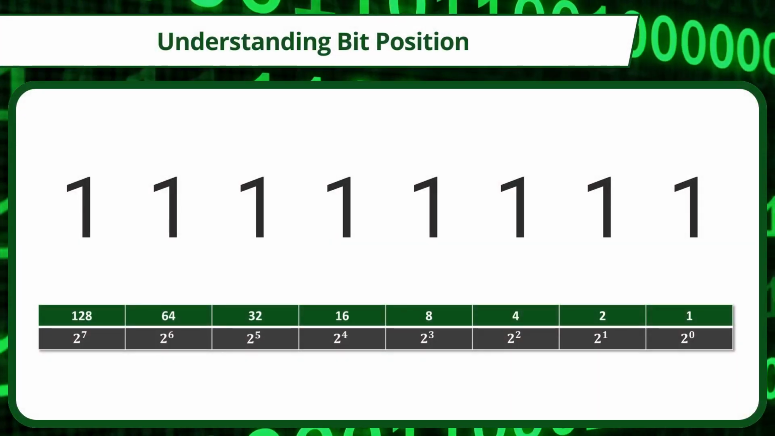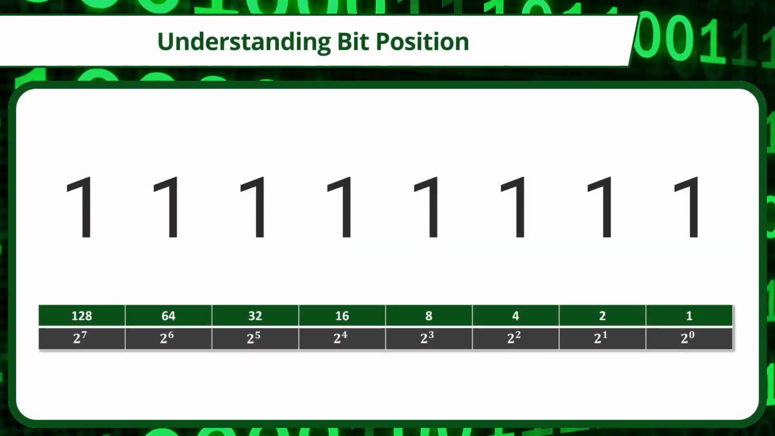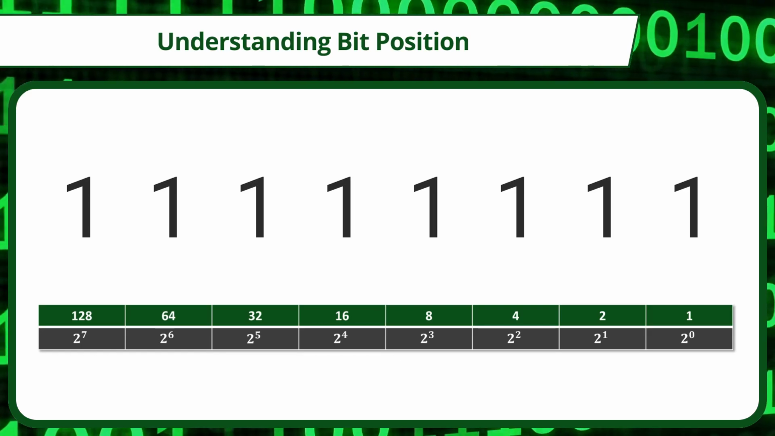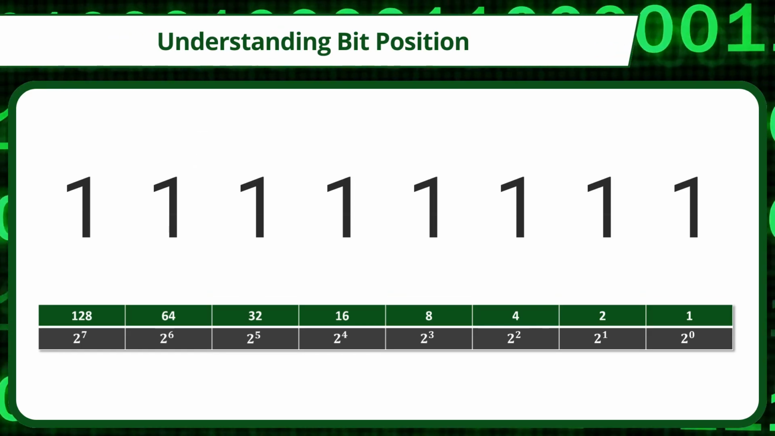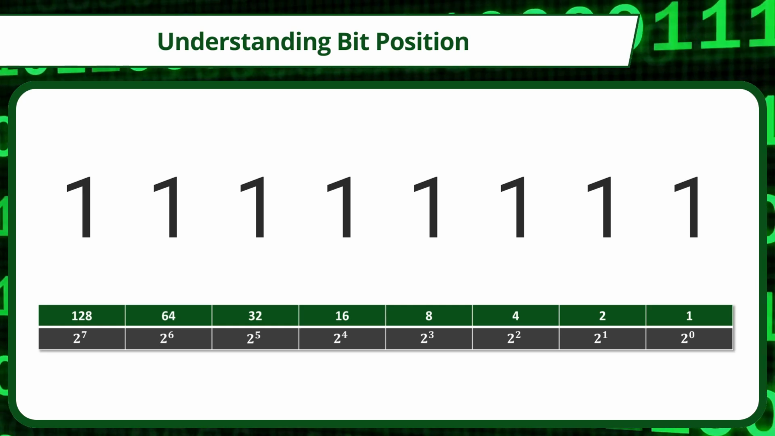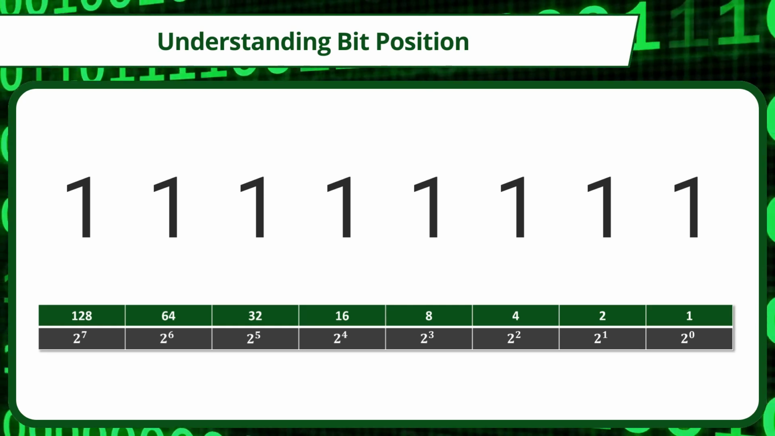If you want to master converting binary numbers to decimal, the first thing you need to understand is bit positions. In binary, each digit is called a bit, which stands for binary digit. But not all bits are created equal. The position of a bit in the number determines its value.